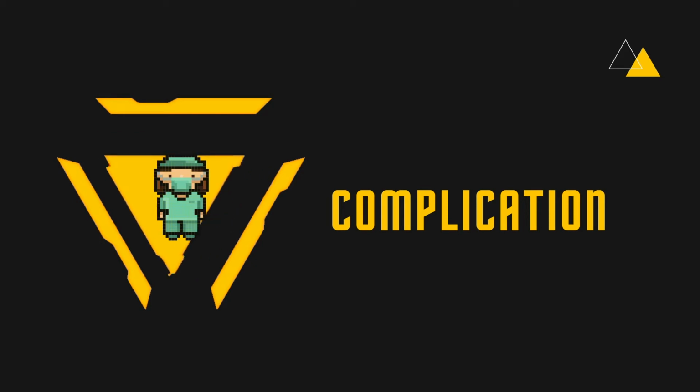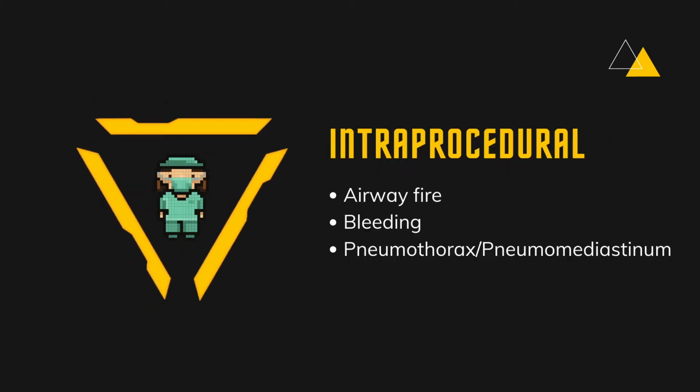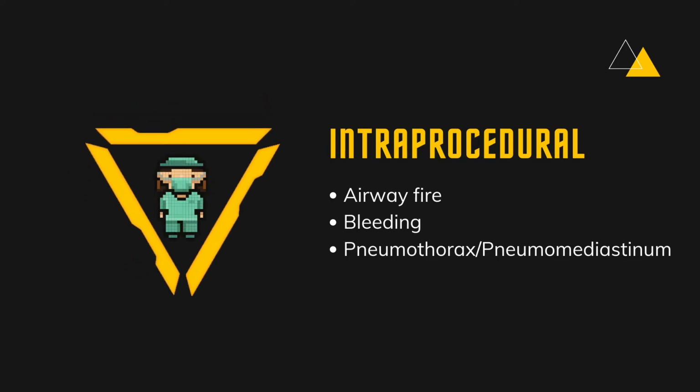Complications of the procedure. The complications of tracheostomy can be classified as intraprocedural, early, less than 7 days, or late, more than 7 days. Intraprocedural complications include airway fire. Despite being a rare complication, it is commonly found during tracheostomy. The drapes, ETT, and alcohol-based antiseptics are potential fuel sources.